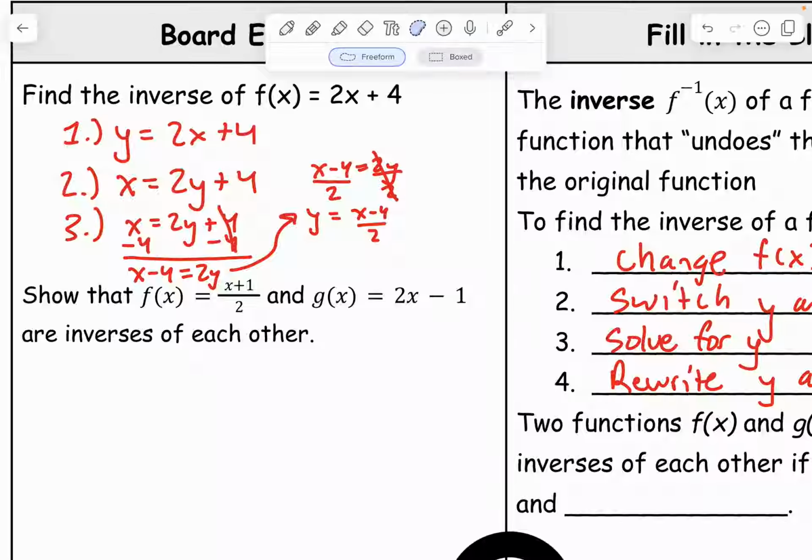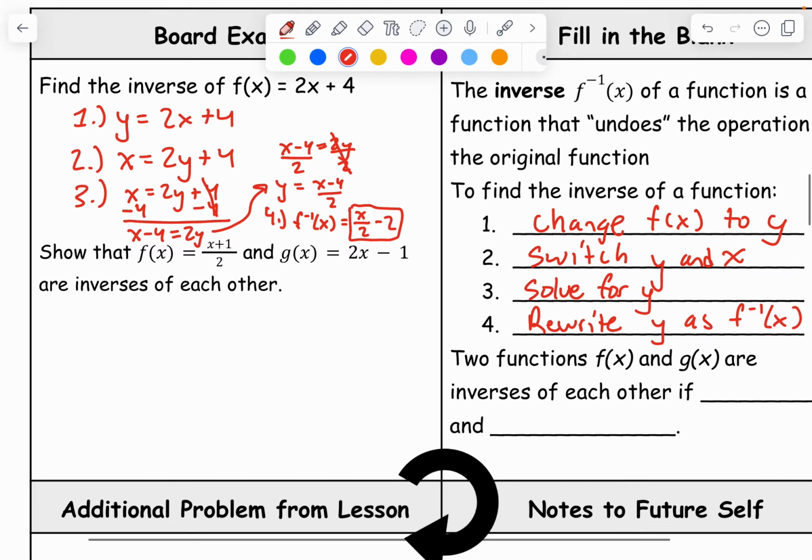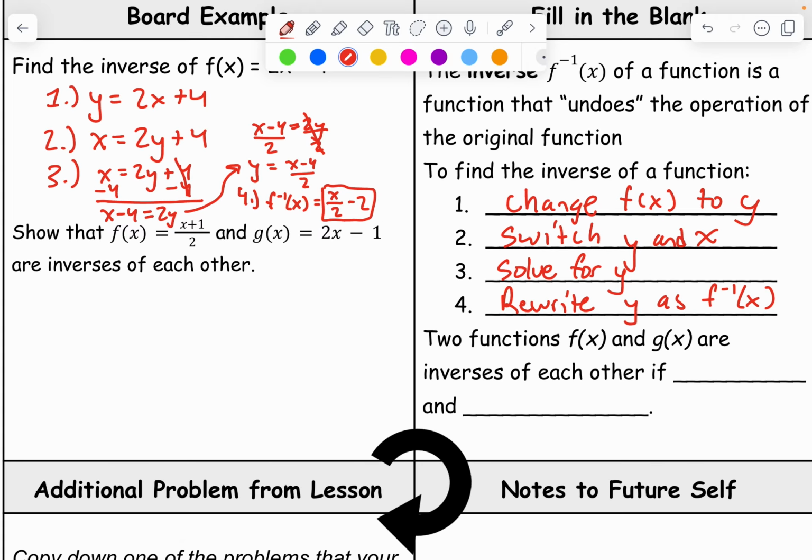Now, the fourth step is just writing the correct notation, which is, instead of y equals x minus 4 over 2, we should write f inverse of x equals x minus 4 over 2 to show that it's an inverse. And in fact, I'm going to write my final answer as x over 2 minus 2 because 4 divided by 2 can be simplified to 2. So I'm just going to simplify that part. But you could put it in either form. I'm not really going to be too picky about that. Okay. But again, I just followed those 4 steps and now we're done.